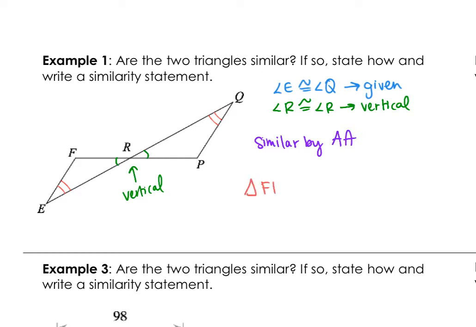triangle FRE is similar to triangle. So I started with F, and then I went to R, and then I went to E. So the angle in the other triangle that corresponds to F is going to be P. So the second triangle is going to be PRQ.